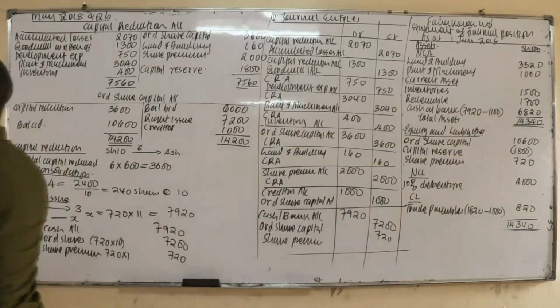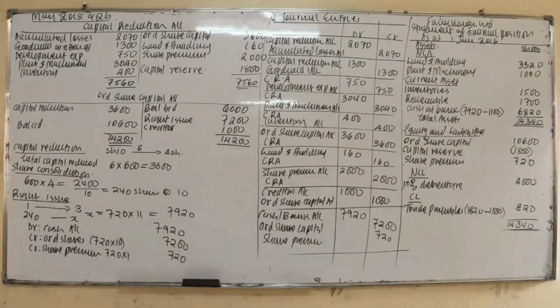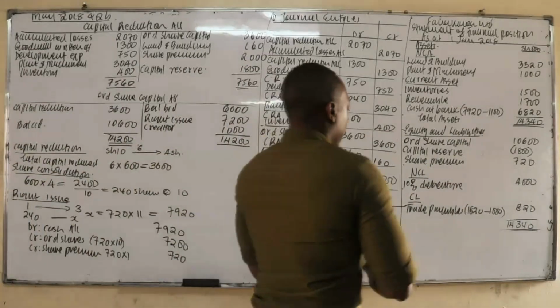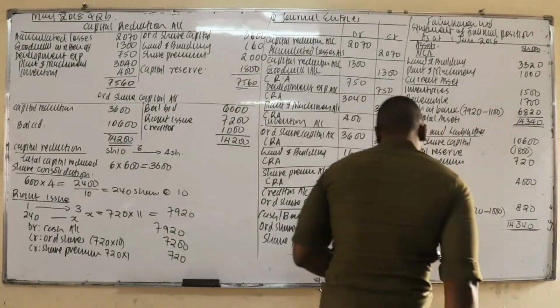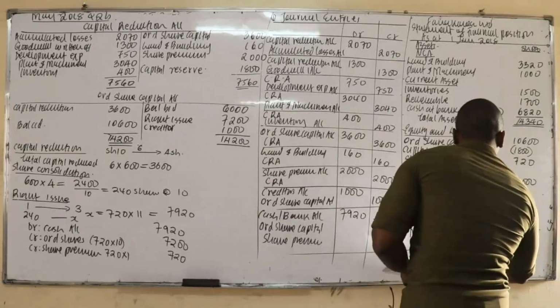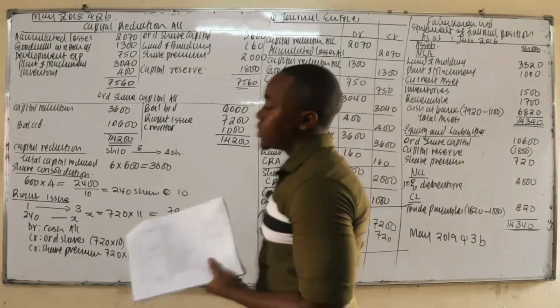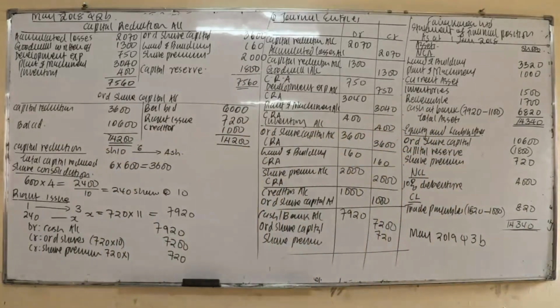So you can copy now. Go and try this question. May 2019, question 3B. I wish to call it a day. So that was all about the internal reconstruction. So we still have an external reconstruction.